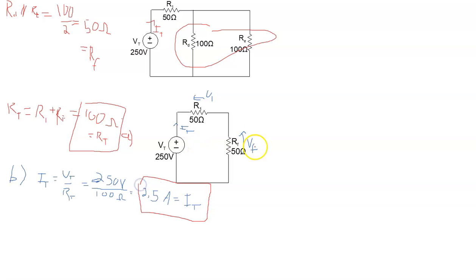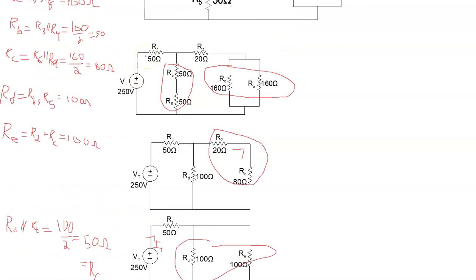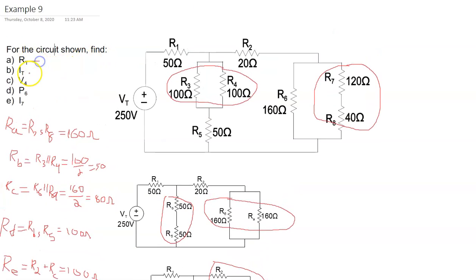Okay, so now that we've got all these redrawn circuits and so on, let's think about what we've been asked to find. We got RT, we got IT. V4. So the voltage drop across this resistor is V4. And think about where else that shows up. Well, 3 and 4 combine to make RB. And so that means in this circuit right here, this VB is actually V4, because 3 and 4 were in parallel, same voltage drop across them as VB. So we got V4 there.